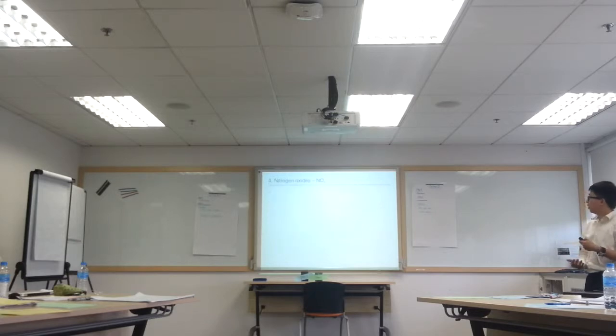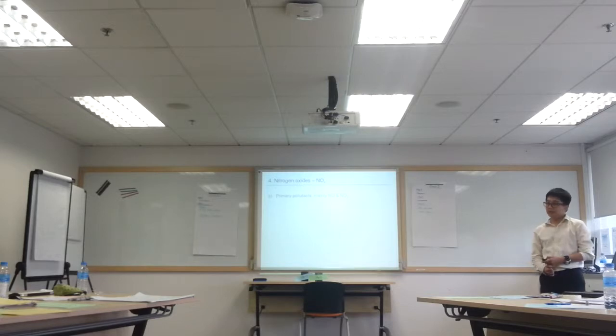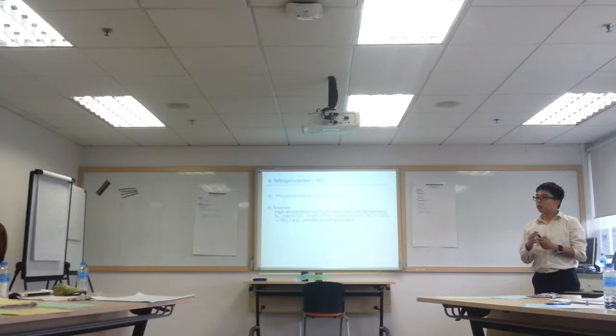Move on to the fourth pollutant, NOx, nitrogen oxide. Nitrogen oxide is a primary pollutant, mainly NO and NO2. In PSI measurement, we just measure the NO2 instead of both. Nitrogen in our air is 79%, for your information.